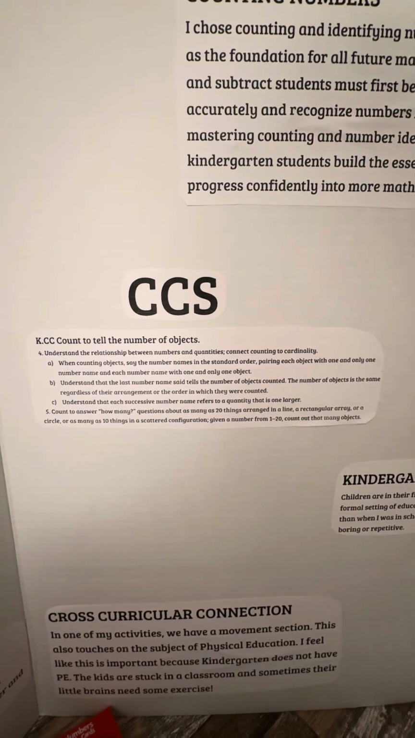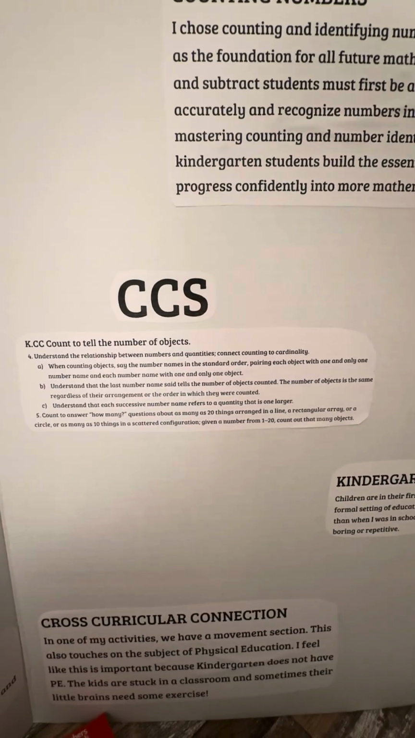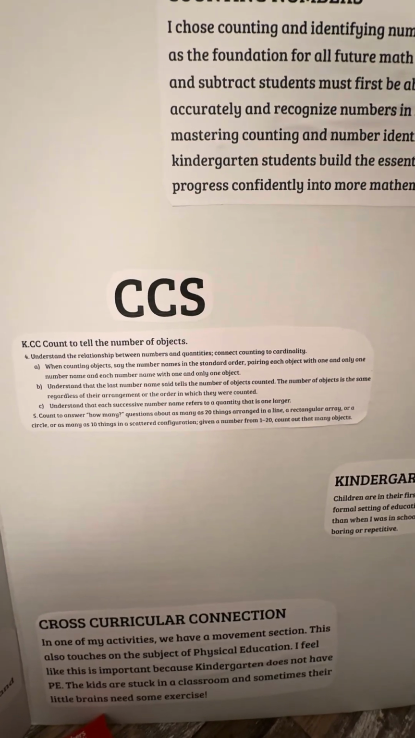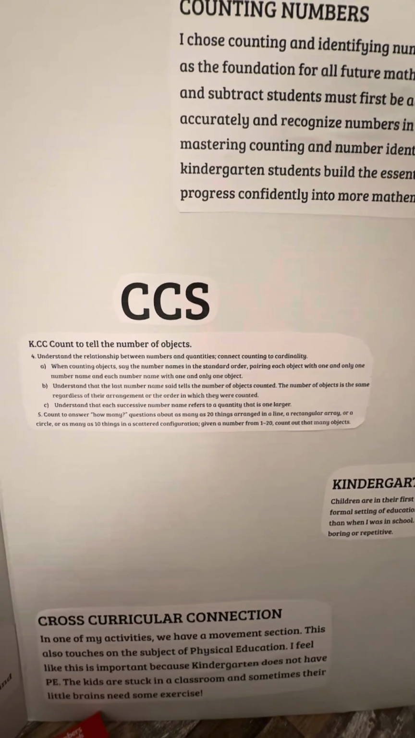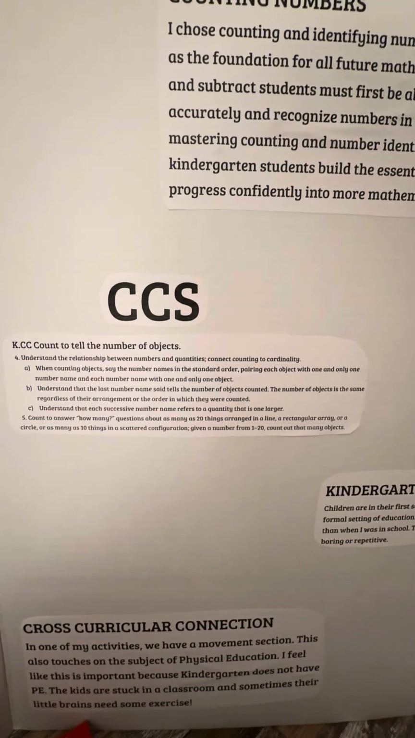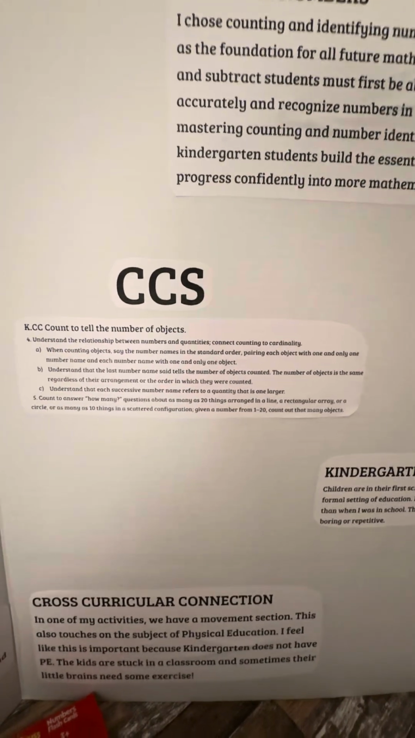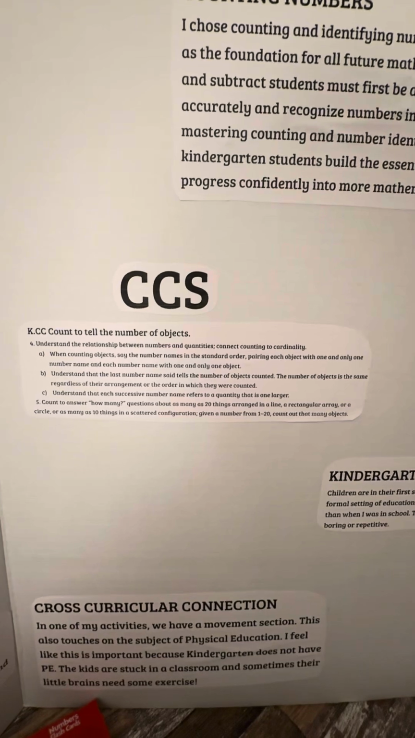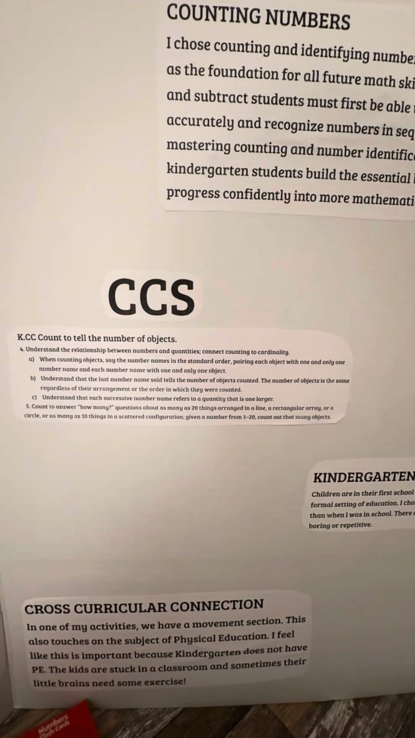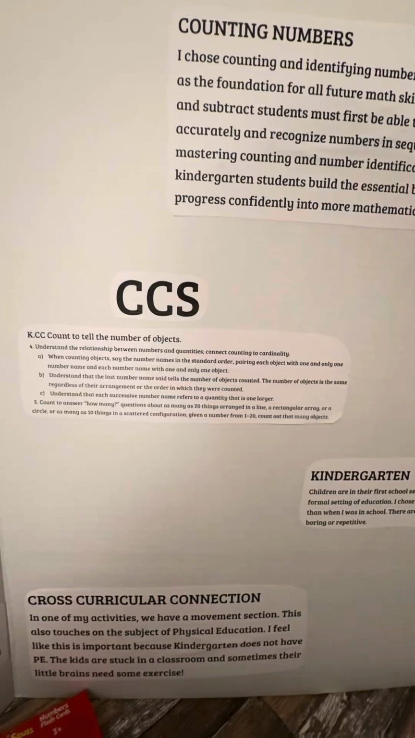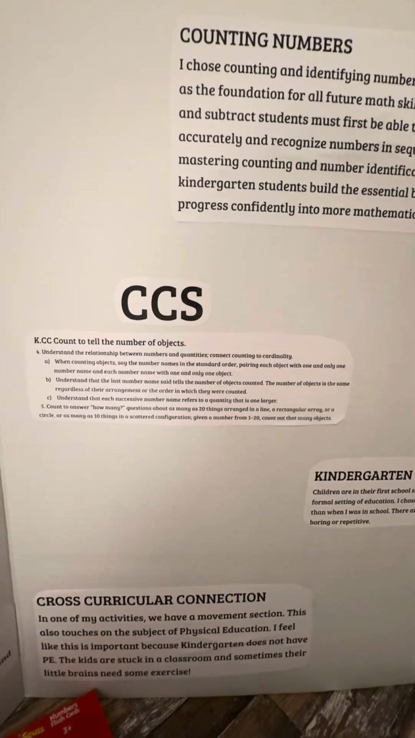When counting objects, we say their name and pair each object with one name and each number with only one object. So then also 5 was to count to answer how many questions, as many as 20 things arranged in a line or any scattered configuration.